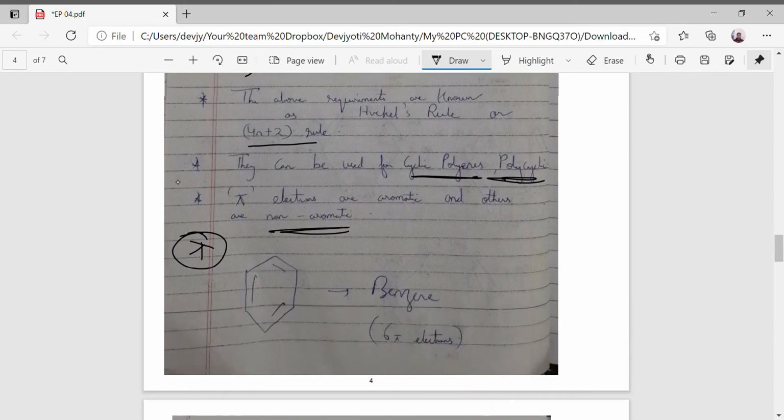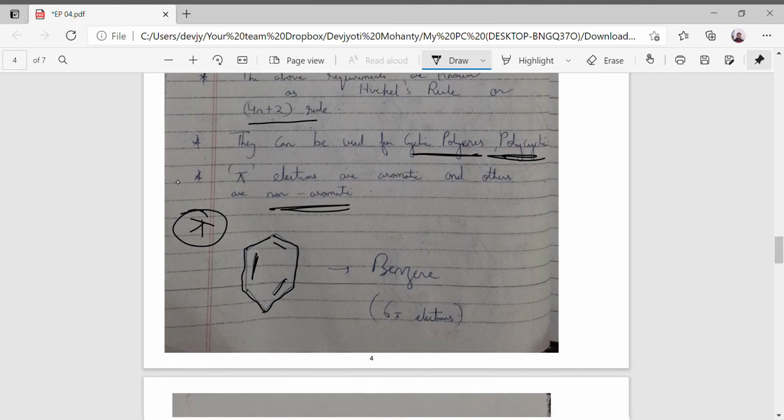Then this is how benzene is drawn. You must have known in class 11th and 12th, you must have drawn thousands and thousands of benzene diagrams. But you must not have known that benzene has 6 pi electrons. One over here, 1, 2, 3, 4, 5, 6. Benzene has 6 pi electrons. Then let's move to naphthalene, which has 10 pi electrons.